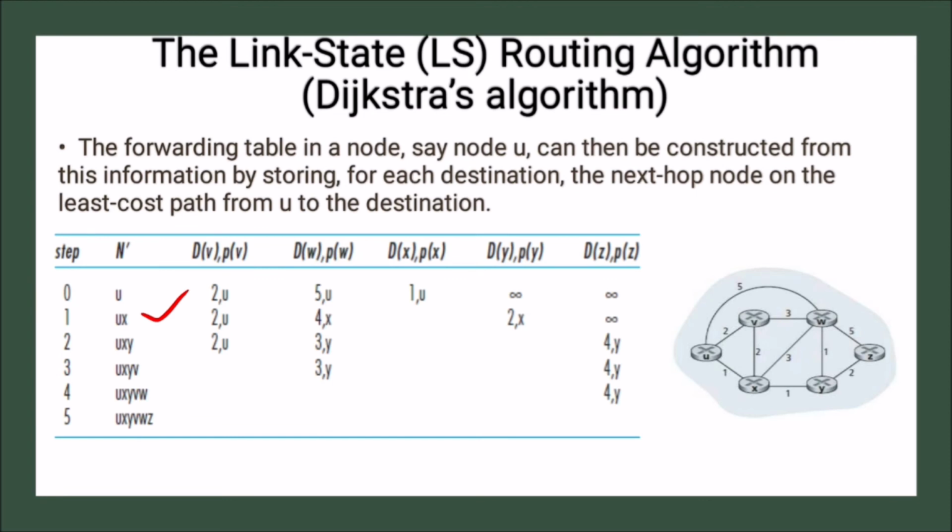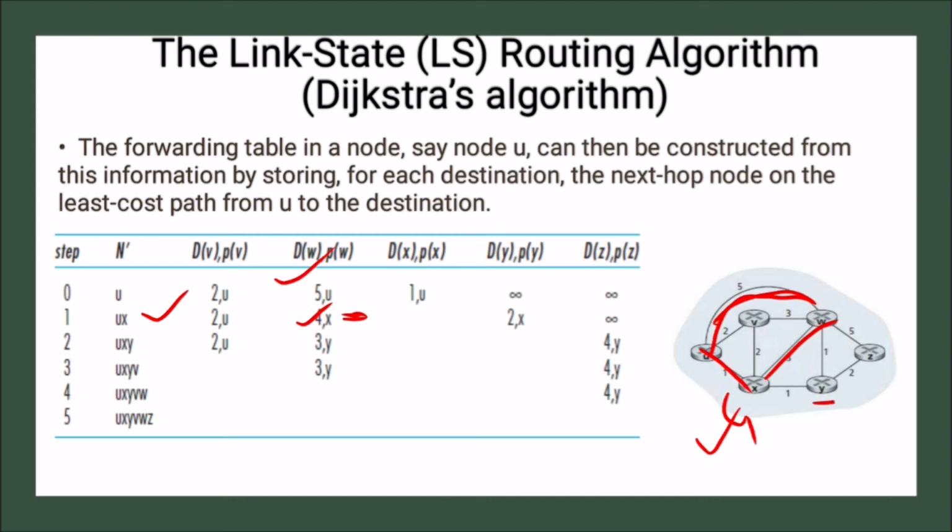So in here, the cost of U to W directly connected is 5, but via X, U to X is 1 and X to W is 3. So here it is 4. The minimum of both is 4. So the cost of the path U to W is set to 4, not 5. So in the W section, we write the cost is actually 4 and the predecessor is X.